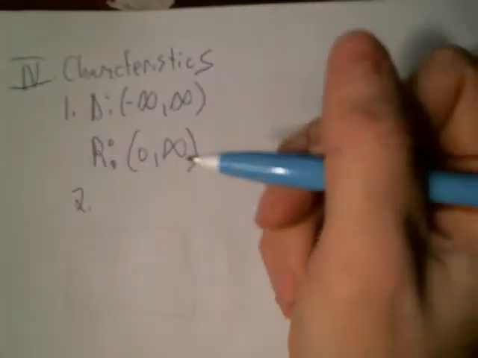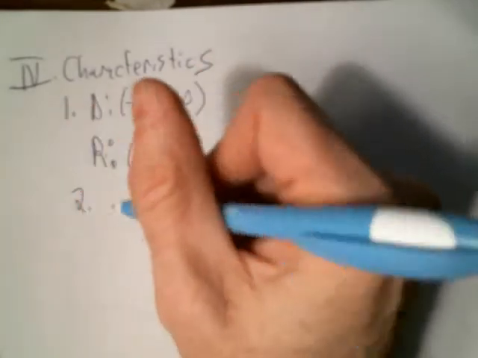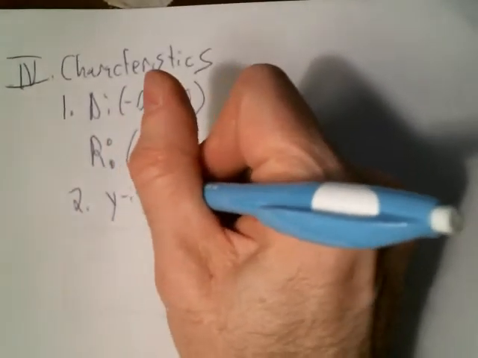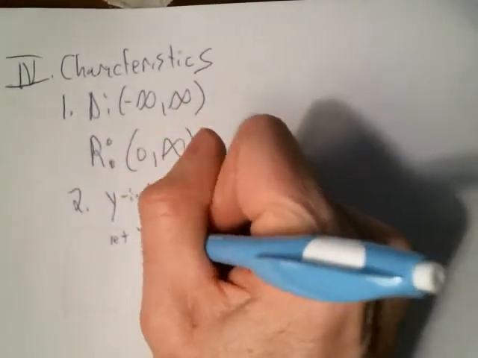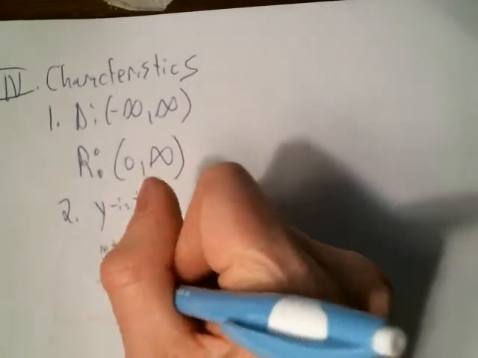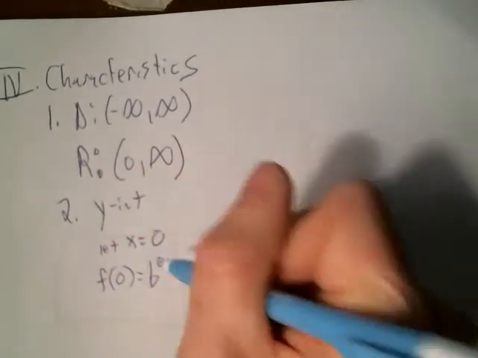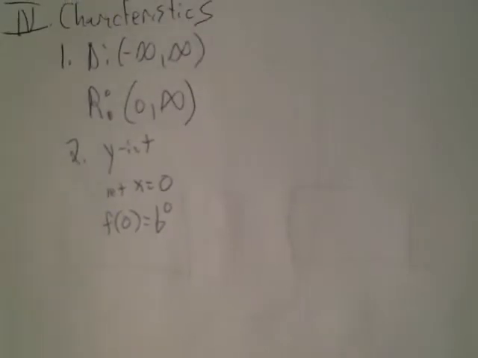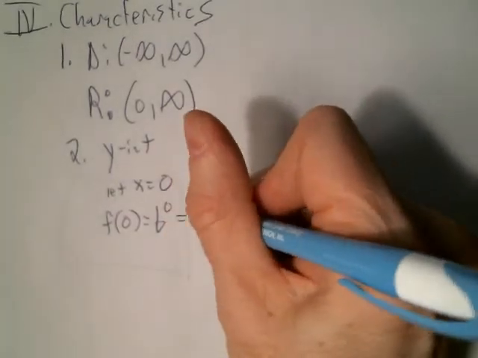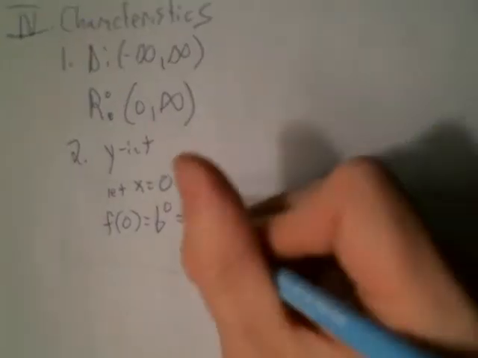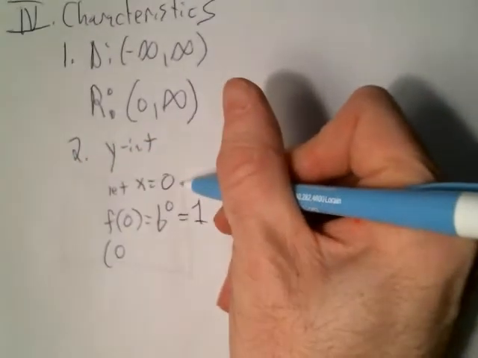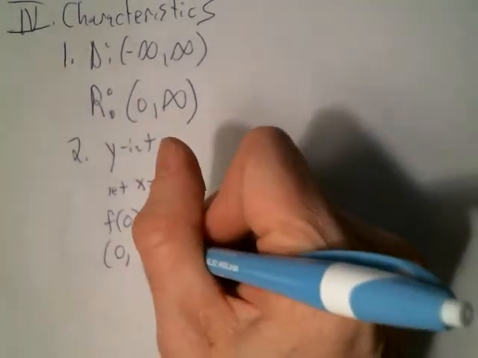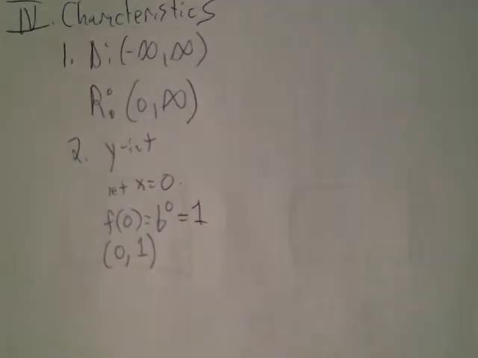Nextly, there is a y-intercept. There's no x-intercept. It never goes through the x-axis, but there is a y-intercept. So for the y-intercept, you let x equal 0 in our function. So we have f of 0 equals b to the 0. And we said anything to the 0th power, besides 0, but b can't be 0, anything to the 0th power is 1. So the y-intercept then is, we let x be 0, and the output, the y value, is 1.